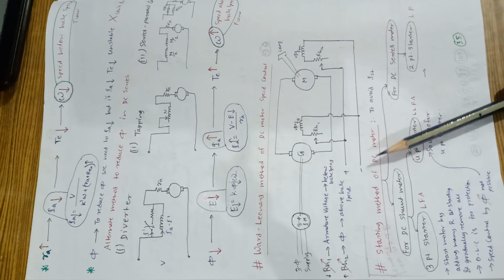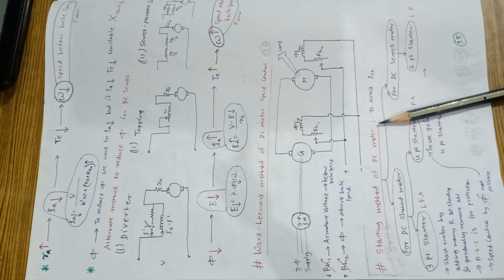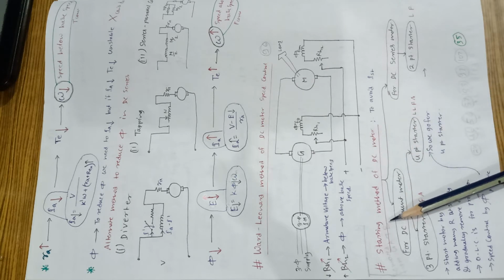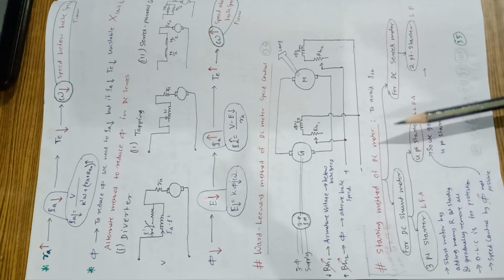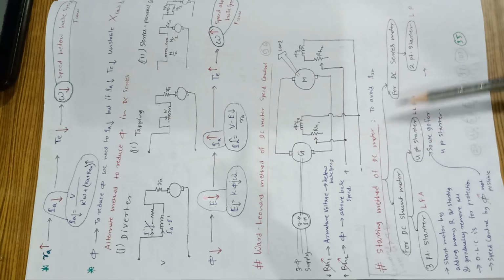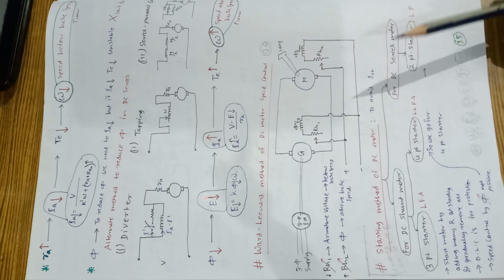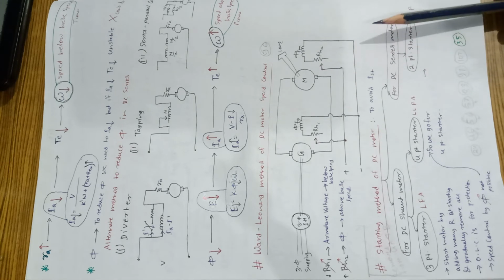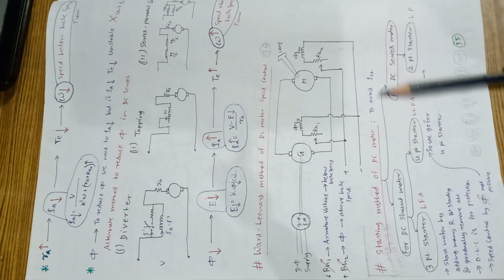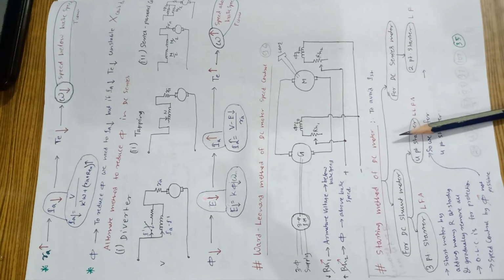Now, starting method of a DC motor. This topic is currently removed from the GATE syllabus, but still it's better to know a little bit. So why do we use a starting method for a motor? We use a starting method basically to reduce the starting current, because starting current is very harmful for the motor. That's why we use the starting method.